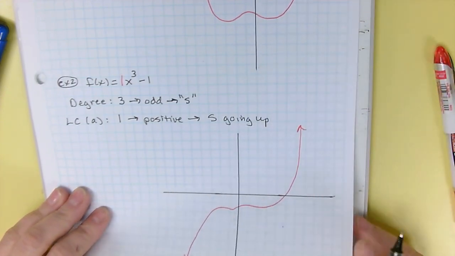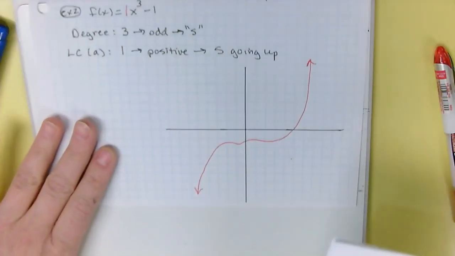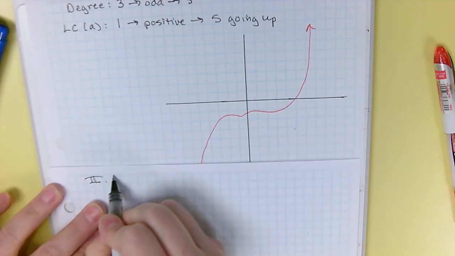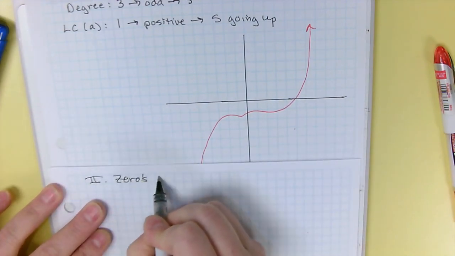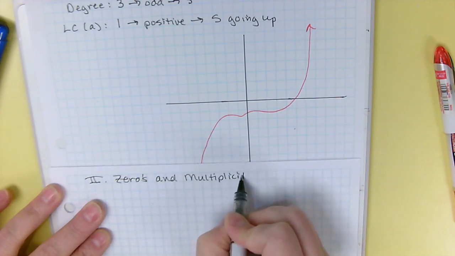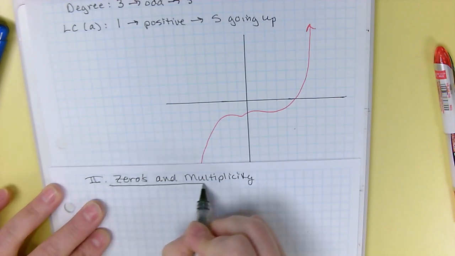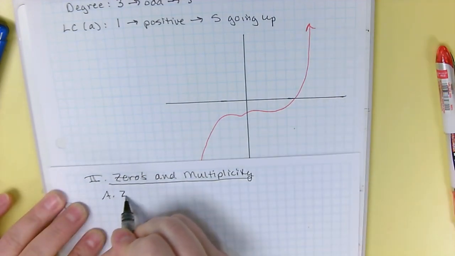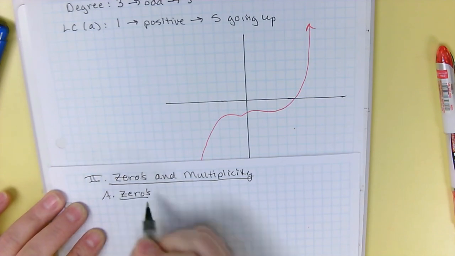All right, so Roman numeral 2, we're going to go to the next classification topic. Roman numeral 2, zeros and multiplicity. We're going to start with zeros.